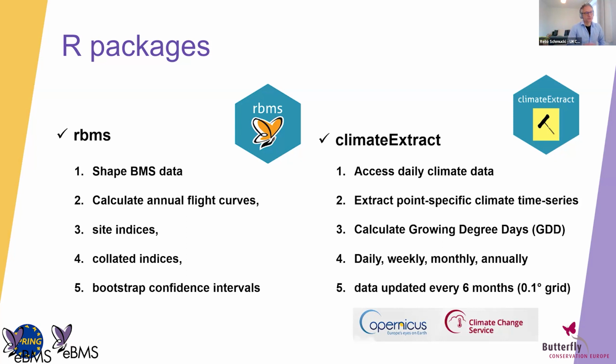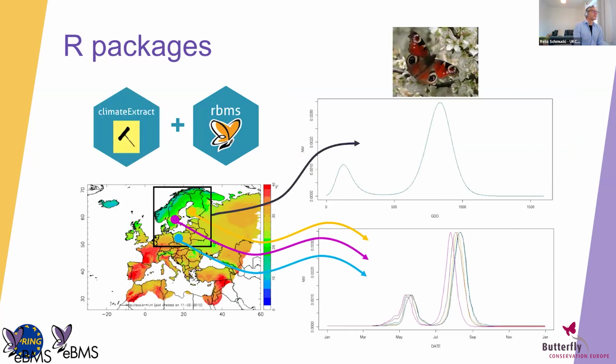And these data are updated every 6 months. So we are all relatively, maximum 6 months behind. And it starts from 1952 up to 2023 now. So if you put them together, the Climate Extract and the RBMS, you can actually calculate the curve not just on the date, but also on other variables such as the growing degree day.